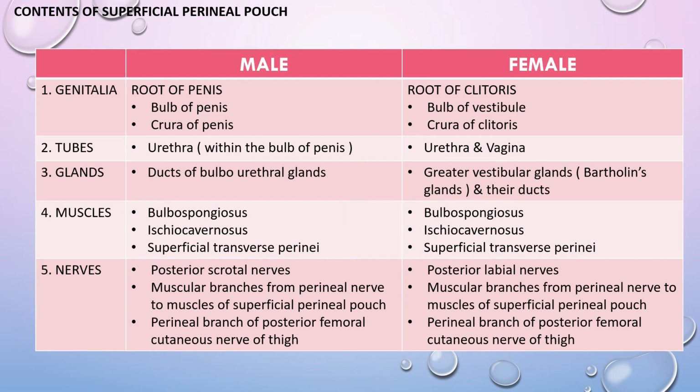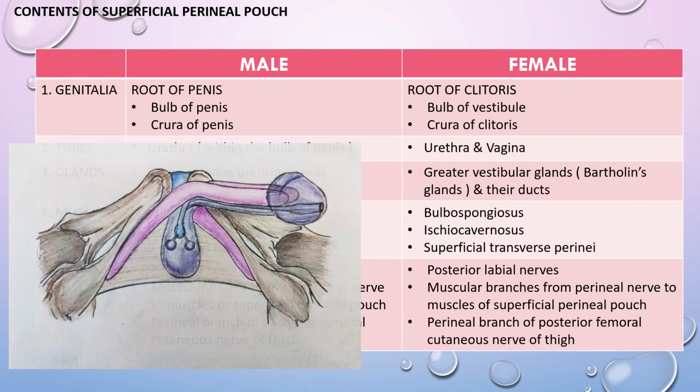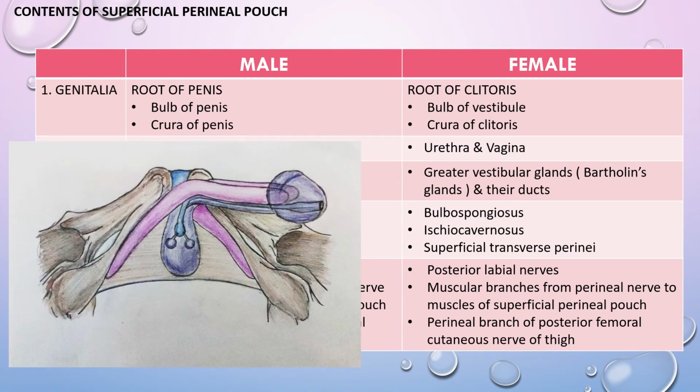Coming to the glands, the ducts of bulbourethral glands lie in the superficial perineal pouch in male. In the diagram, you can appreciate the bulbourethral glands and its duct. Although the bulbourethral gland lies in the deep perineal pouch, it is shown in the diagram. So the duct only lies in the superficial perineal pouch in male.